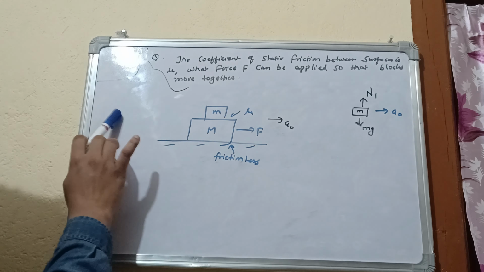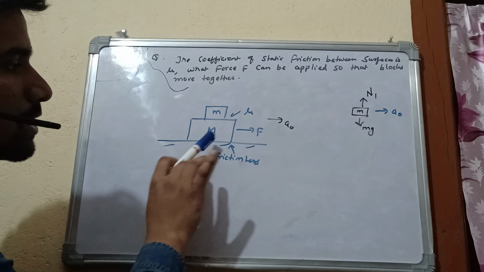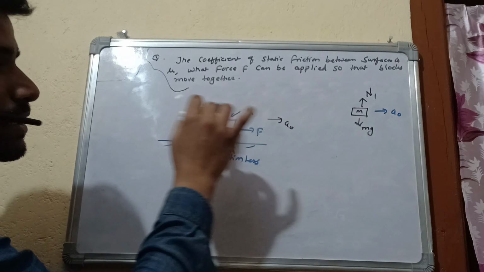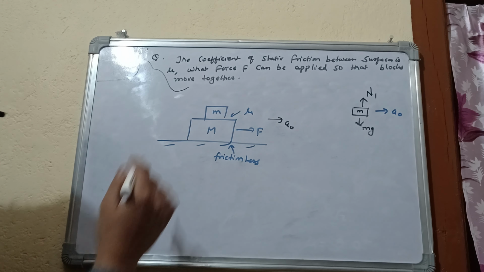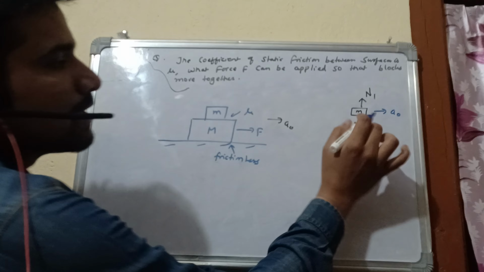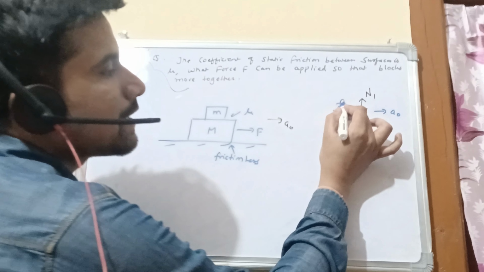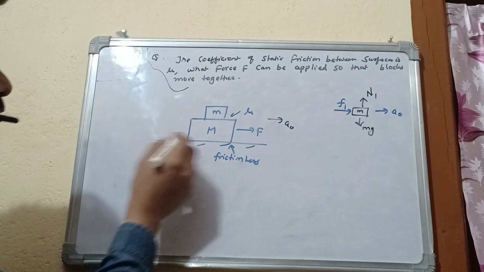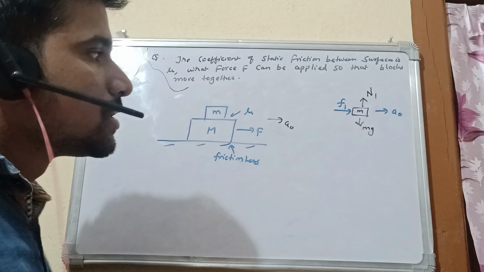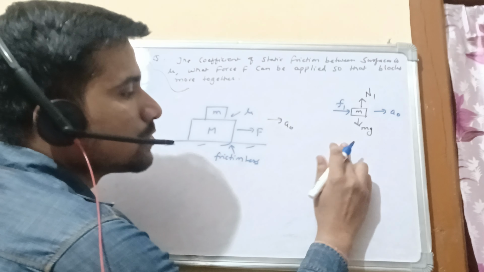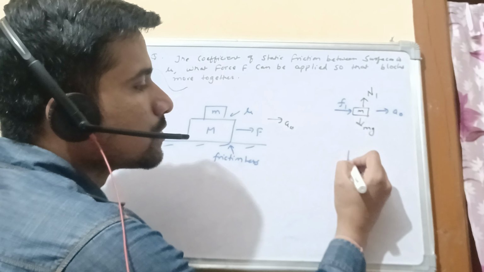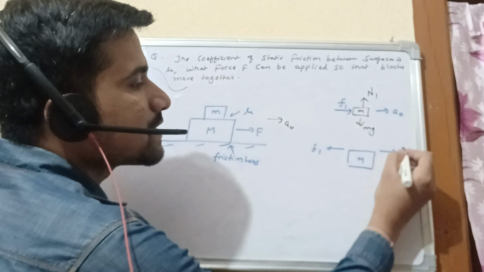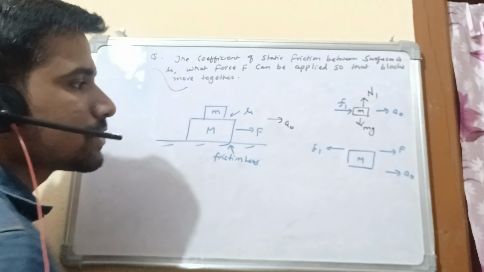I said it has a tendency to slide back to the left because we are putting force on the capital M block. So the frictional force will be in the direction opposing the tendency. It has a tendency to go towards the left, so the friction will be to the right. Let's say this is F1. And this same F1 will be to the left for the capital M, by Newton's third law. For the capital M block, F1 is in this direction, F is in this direction, and it is also moving in this direction with a naught.